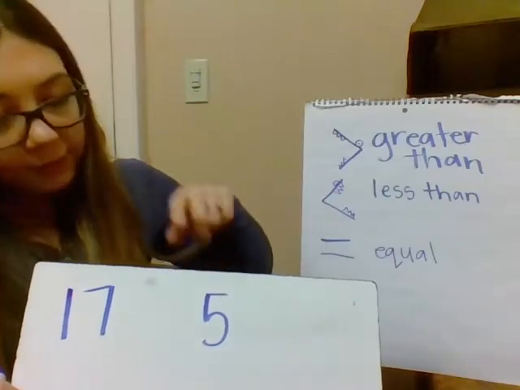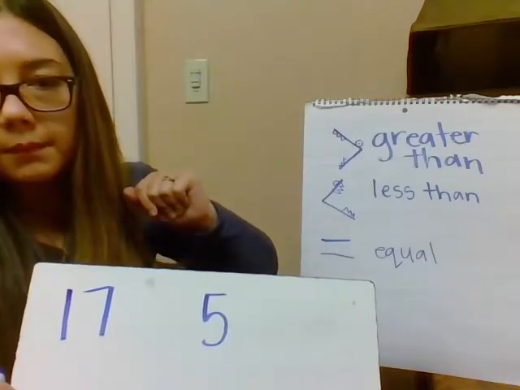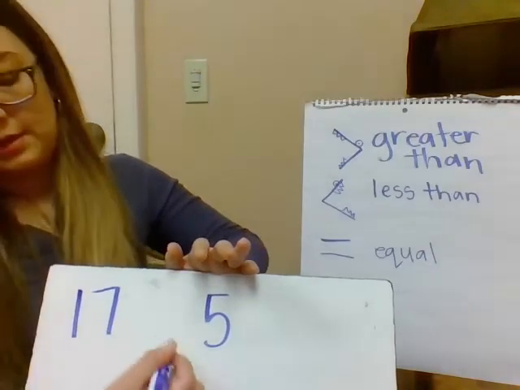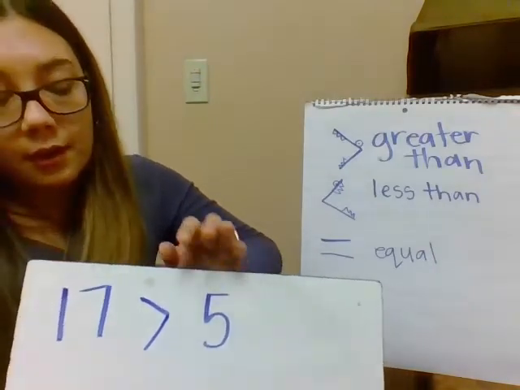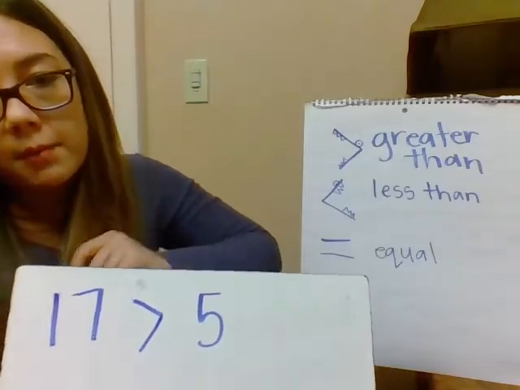17 is less than 5. It's a smaller amount. It's fewer, or they're the same. What do you think? I hope that you said 17 is greater than 5. 17 has more. It's a bigger amount.